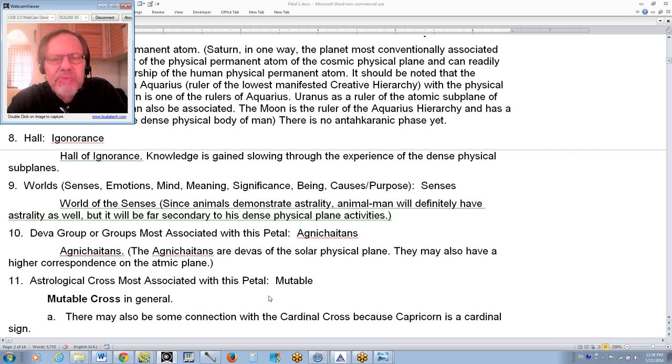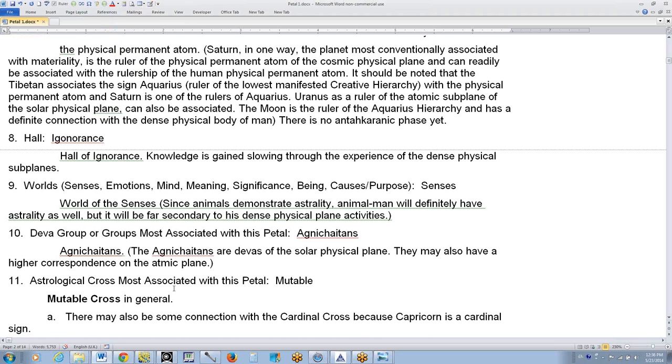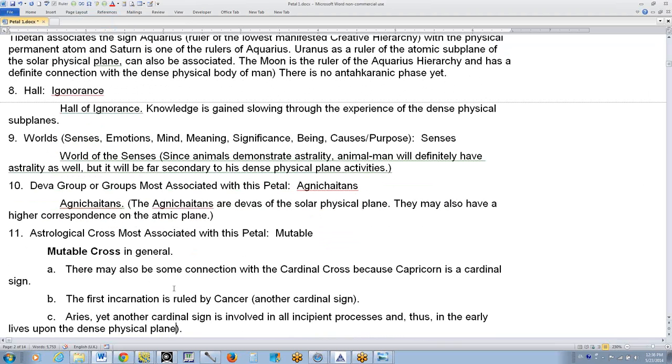The astrological cross most associated with this petal, definitely the mutable cross. This is the cross of common experience. It's really the beginning of the mutable cross. There may be some connection to the cardinal cross because Capricorn is a cardinal sign, but that would be secondary. And the first incarnation is, and let's just say, for all humanity, or for humanity as a group, is ruled by Cancer, and it's another cardinal sign. And cardinality represents beginnings.